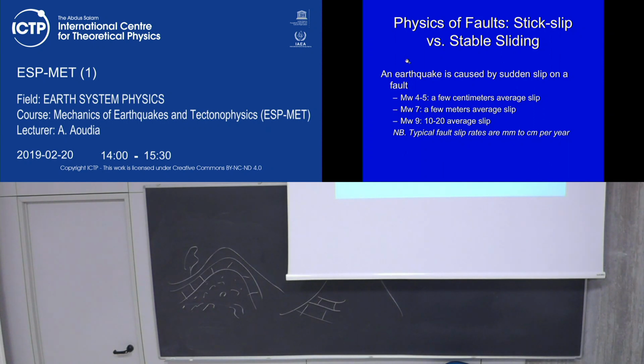Slip rates. A rate is a velocity, but then these are millimeters to centimeters per year. It could be less than a millimeter, okay? And these are slow deforming faults, okay? And you need to have these values in the back of your mind.